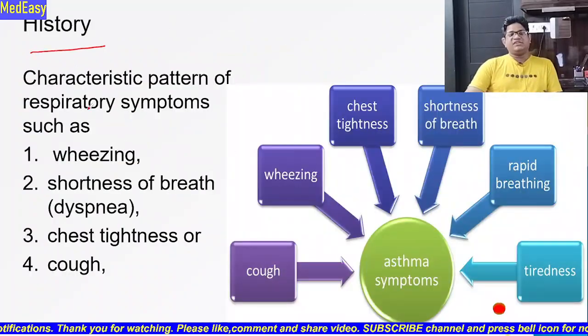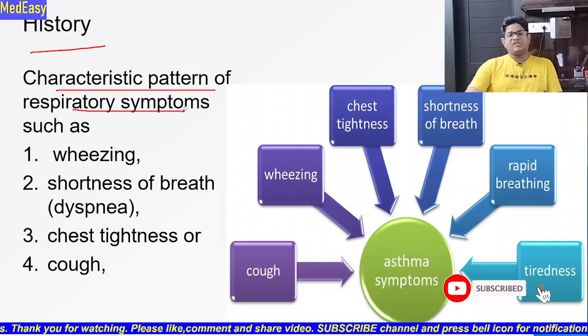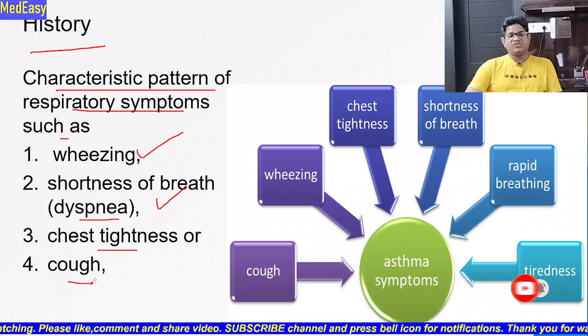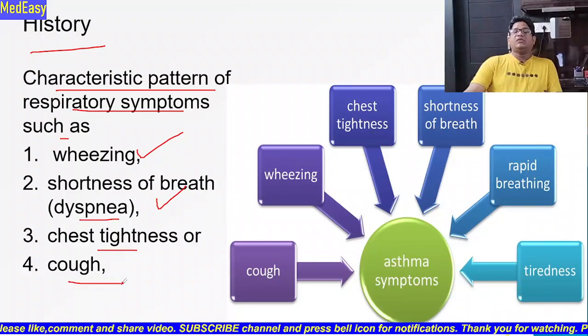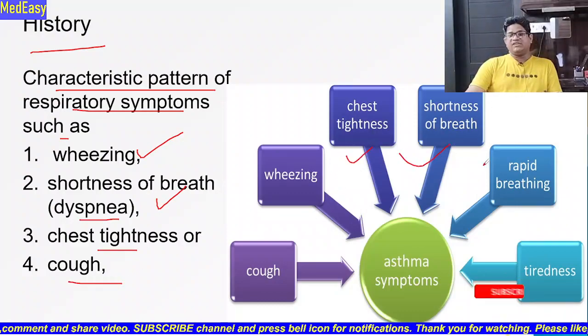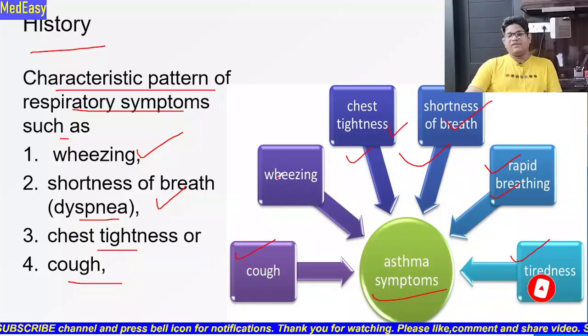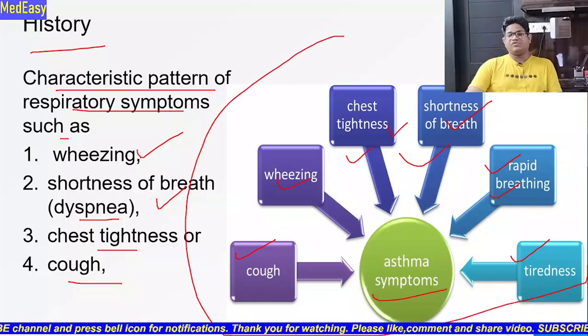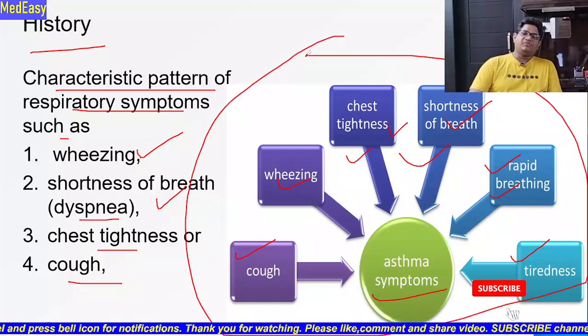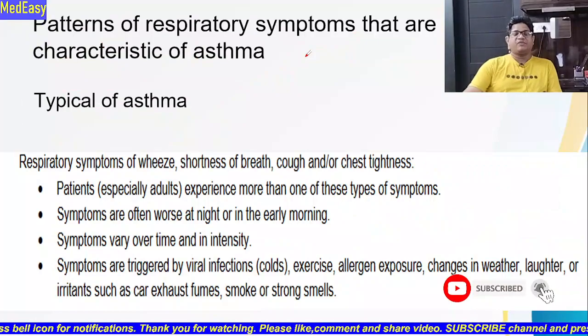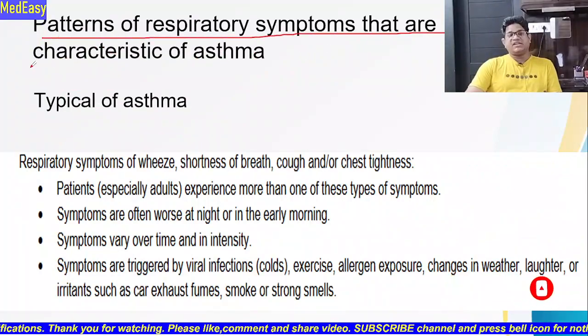We have seen that there is a characteristic pattern of respiratory symptoms such as wheezing, shortness of breath, dyspnea, chest tightness and cough, that will be there in the patient with bronchial asthma. So, again to revise the symptoms of asthma, they are chest tightness, shortness of breath, rapid breathing, tiredness, cough and wheezing. These are all the symptoms of bronchial asthma that the patient presents to us in our OPD. Fine. This is very important to know, the patterns of respiratory symptoms that are characteristic of asthma.